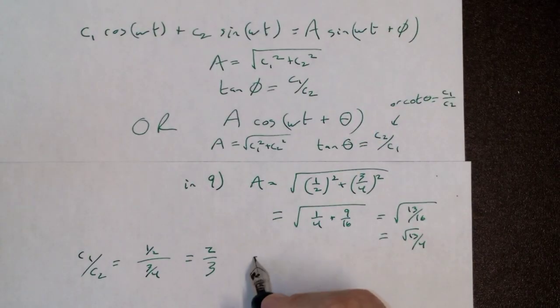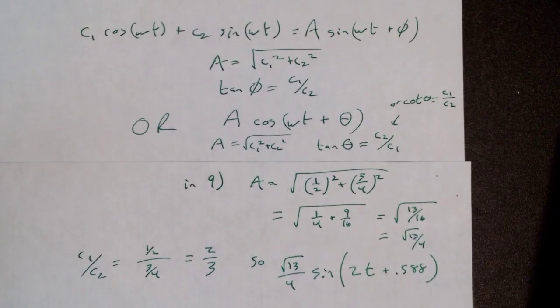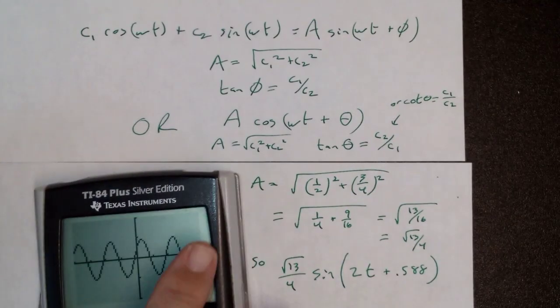So square root of 13 over 4 sine of 2t plus 0.588. I claim if you graph that, you should get the same picture.